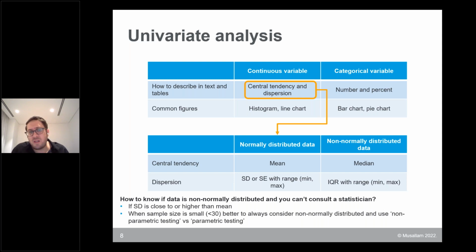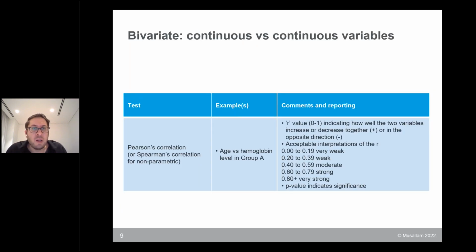Also, if the standard deviation is small and very close to the mean, it tells you that the data is more likely normally distributed.